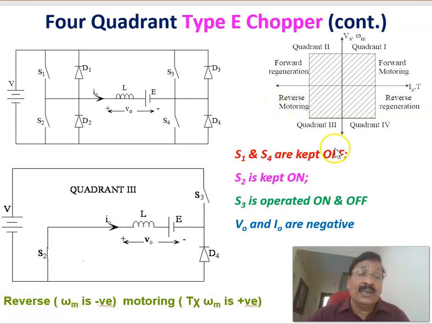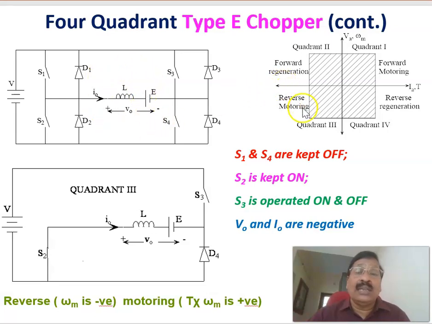Why it is reverse: because omega m is negative. And why it is motoring: because the product of T into omega decides the power. T into omega is the mechanical output power, that is positive, meaning that the power is flowing from the source into the mechanical load. That is, electrical energy is converted into mechanical energy, but the rotation is reversed.